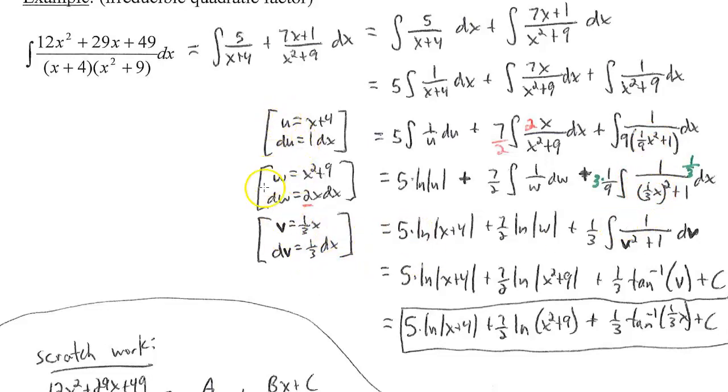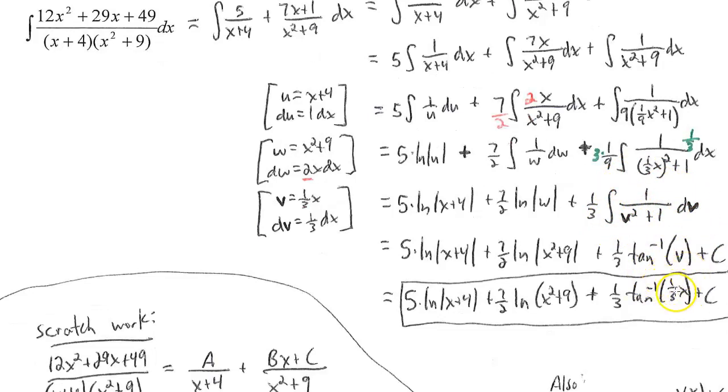Now, I already used u and w, so let me just call this v here. So if we let v be 1/3 x, then dv is 1/3 dx. So I need to put in a 1/3 there, and if I put in a 1/3 there, I'll need to put a 1 over 1/3 out here, or in other words, a 3 out here. Okay, and then 3 times 1/9 is 1/3. This 1/3 dx becomes the dv, and we have 1 over v squared plus 1. And the integral of 1 over v squared plus 1, dv, is just tangent inverse of v, and finally plug in what the v is.